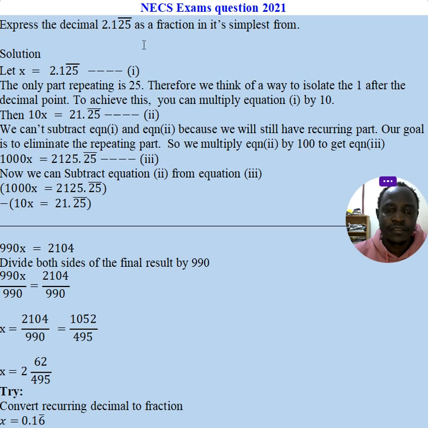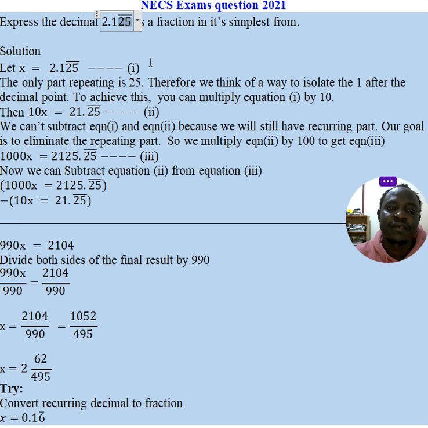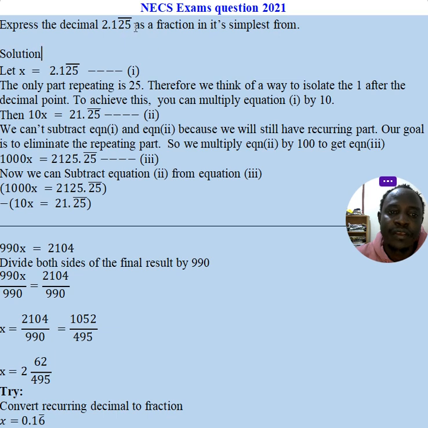So this decimal is 2.125 with 25 repeating, so after 25 there will be another 25, and it recurs, it goes forever. So how do we actually take this and put it as a fraction? You know that in most cases when we are converting a decimal into a fraction, we just look at the number of decimal places and then we say it is over 10, and then based on the number of decimal places you add 0s.